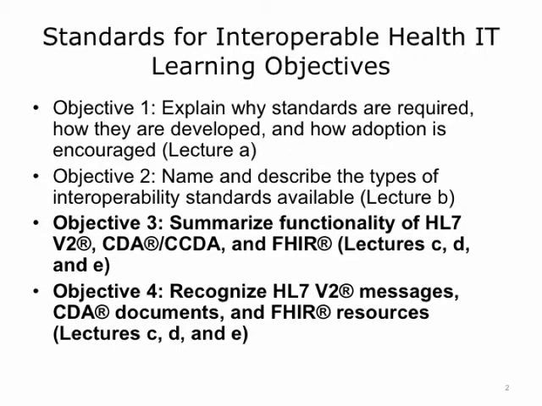This unit will cover the following learning objectives. 1. Explain why standards are required, how they are developed, and how adoption is encouraged. 2. Name and describe the types of interoperability standards available. 3. Summarize functionality of HL7 V2, CDA, CCDA, and FHIR. And 4. Recognize HL7 V2 messages, CDA documents, and FHIR resources. This lecture will focus on HL7 CDA and CCDA documents.